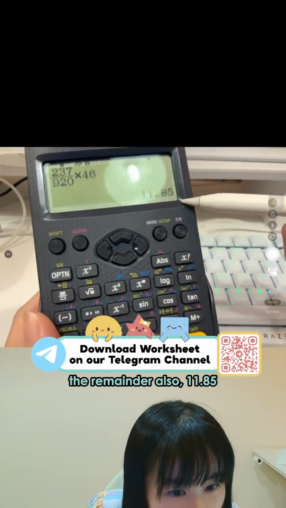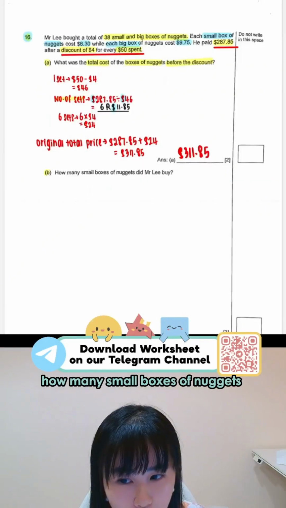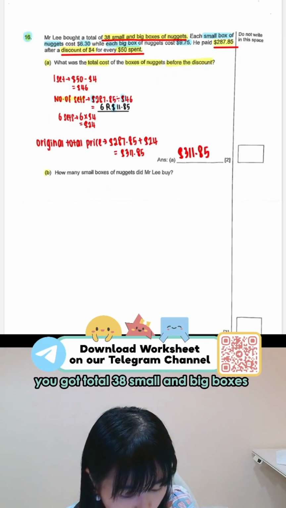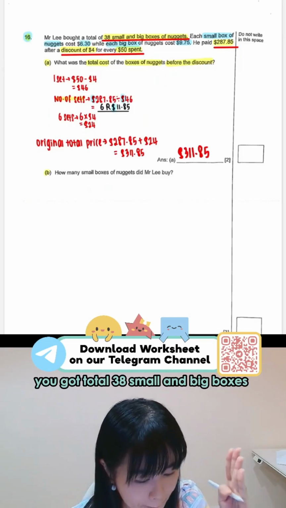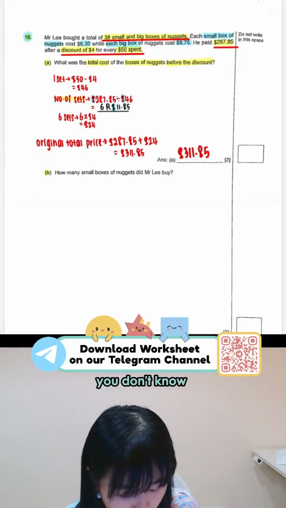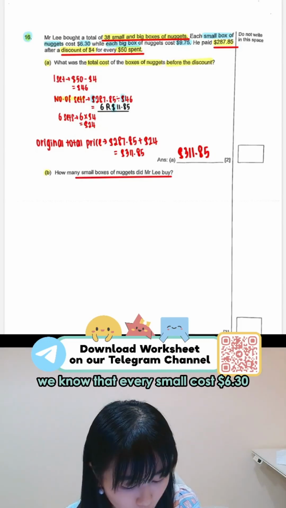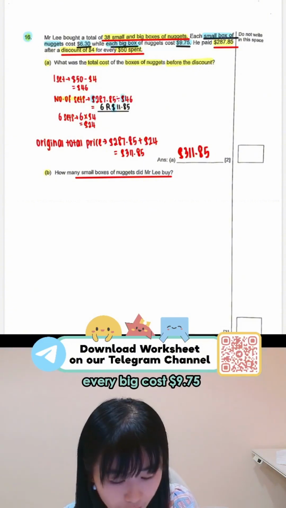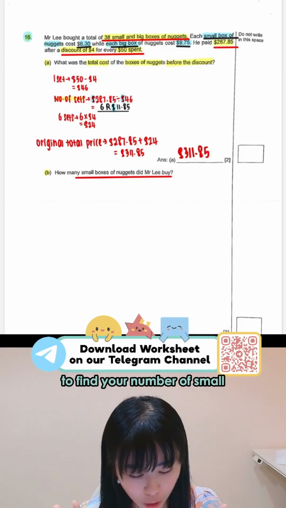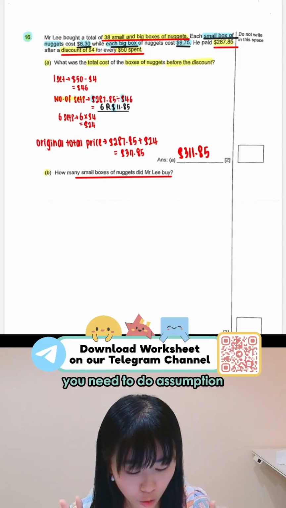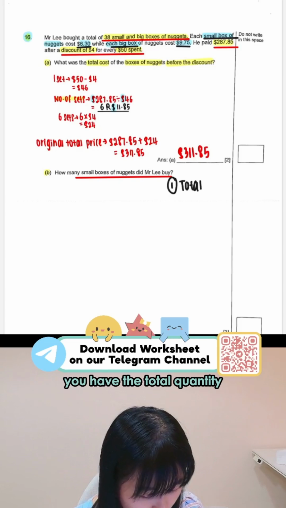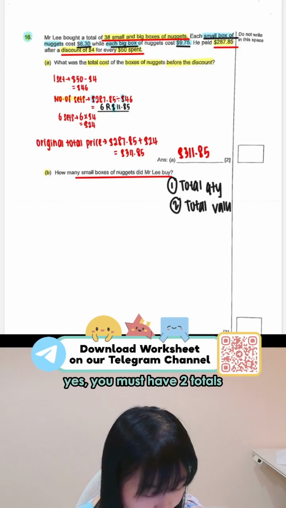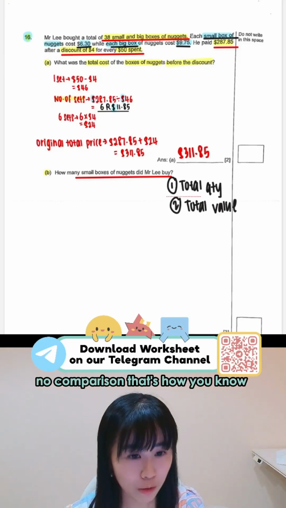So 11.85. How many small boxes of nuggets did Mr. Lee buy? You got a total of 38 small and big boxes of nuggets, but you don't know how many small are there. We know that every small costs $6.30, every big costs $9.75. To find your number of small, you need to do assumption. Number one, you have the total quantity. Number two, you have the total value. Yes, you must have 2 totals. No comparison. That's how you know it's assumption.